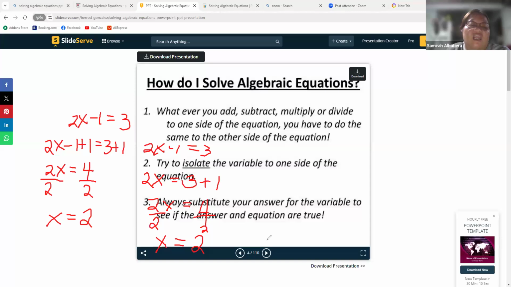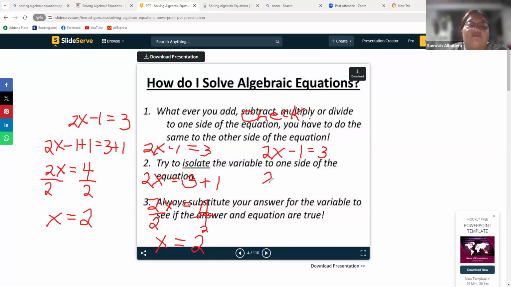So for rule 3, always substitute your answer for the variable to see if the answer and equation are true. This is one way of checking our answer. I actually wrote earlier "checking" or "check". When we check, we make sure that we rewrite the original equation: 2x minus 1 is equal to 3.